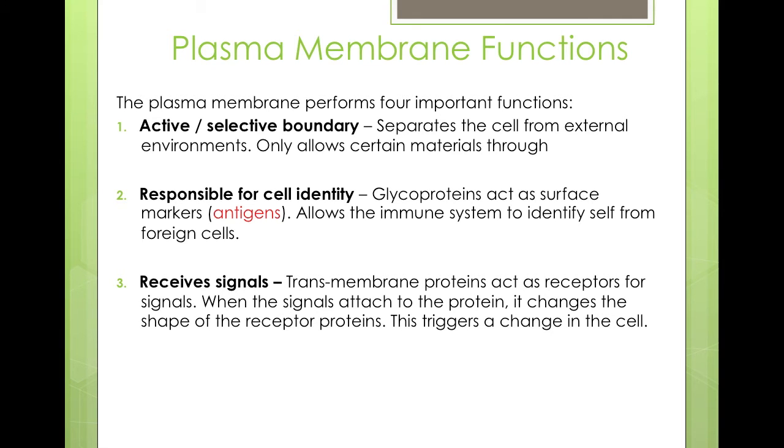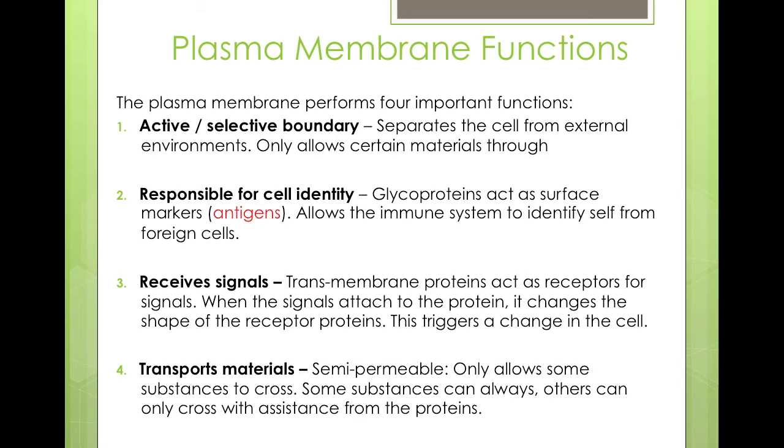The plasma membrane also receives signals. Those proteins can act as receptors. The transmembrane proteins will act as receptors for signals. And when the signals attach to the protein, it changes the shape of the receptor protein, and then it changes the way the cell functions. That's what hormones do. Hormones elicit some sort of response in the cell by attaching themselves to these proteins and cause the cell to change its function in some sort of way. That's why your body changes the way that it does when you go through puberty and you have lots of hormones like testosterone or estrogen, okay?